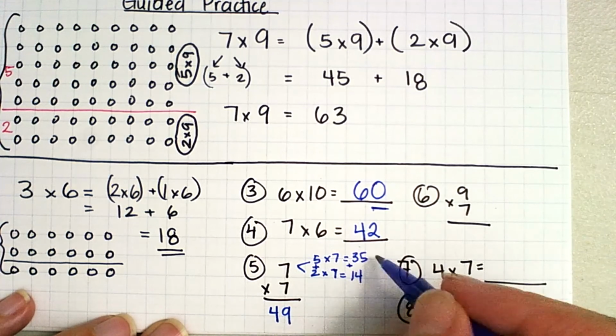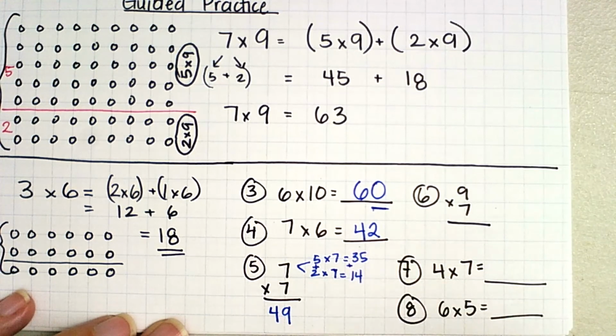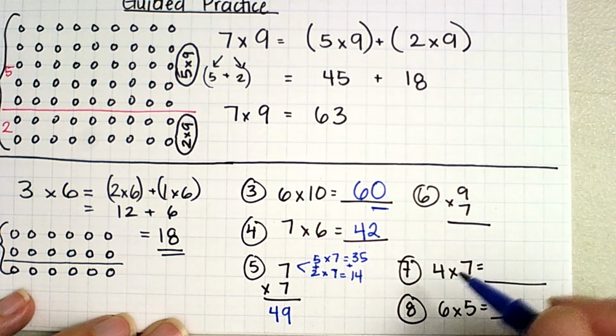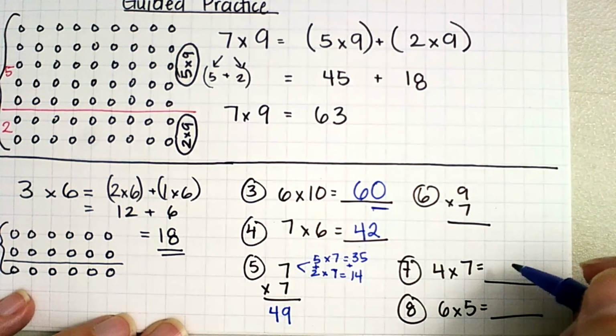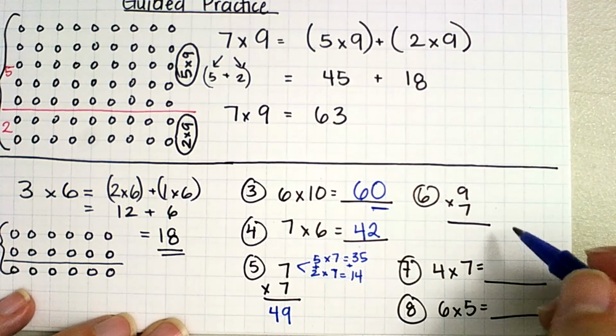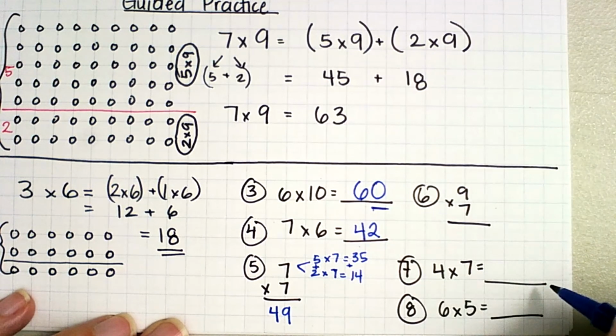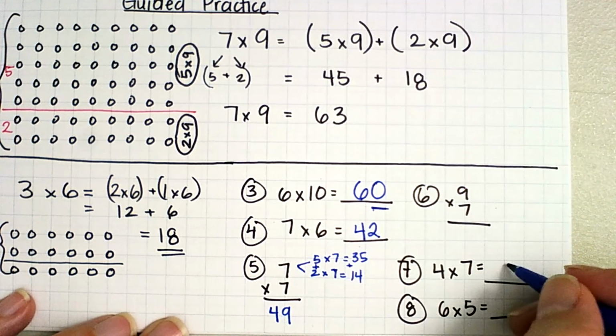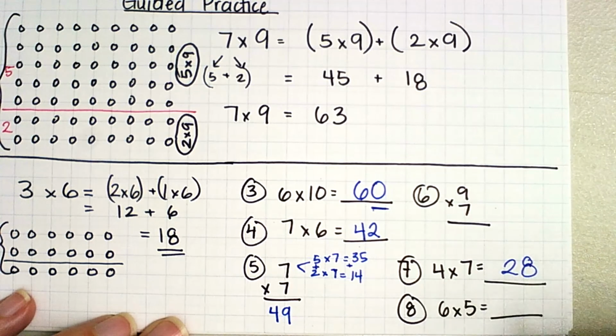5 and 4 is 9. 3 and 1 is 4. You can get your partial products that way. 4 times 7. 4 times 7 is going to be the same thing as 2 times 7 plus another 2 times 7. So 14 plus 14, which is going to give you 28.